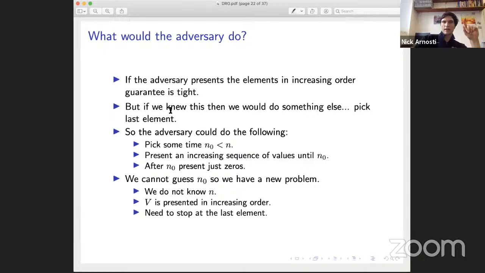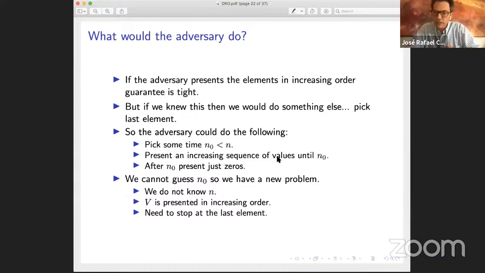I thought the adversary was just presenting the elements of V in an order of their choosing. Yes, the adversary chooses the order. But now you're saying they can present zeros. Right, it chooses the values as well. The values are also chosen by the adversary. Yes, the adversary chooses everything. They would have had to fix the alphas beforehand.